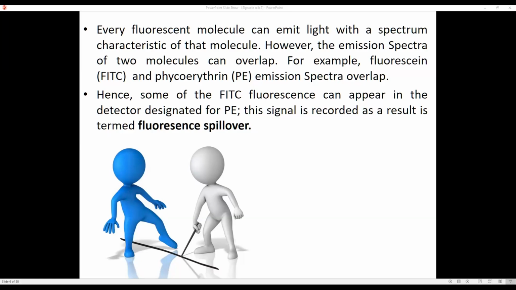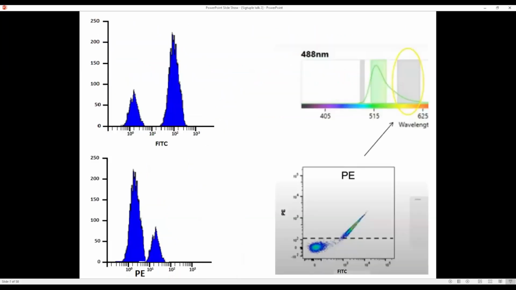Yeah, that's fine. Perfect. So now I'm just showing you data. Here, I'm staining the cells only with FITC, correct? I have not used any other fluorochromes. But when I run it in the flow cytometer, you can see this is the emission spectrum of FITC.